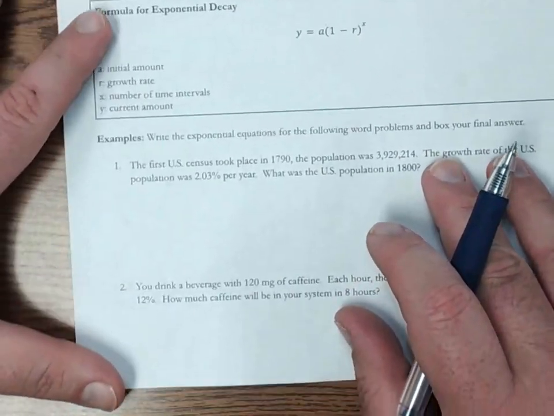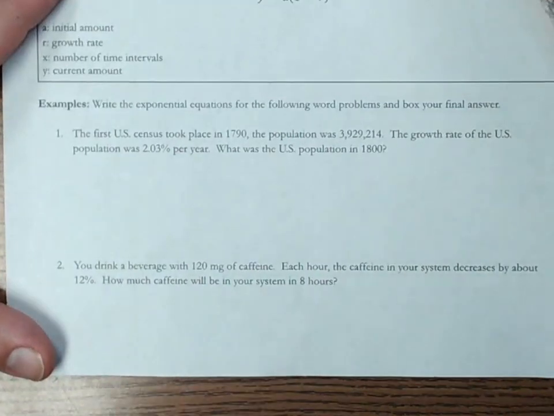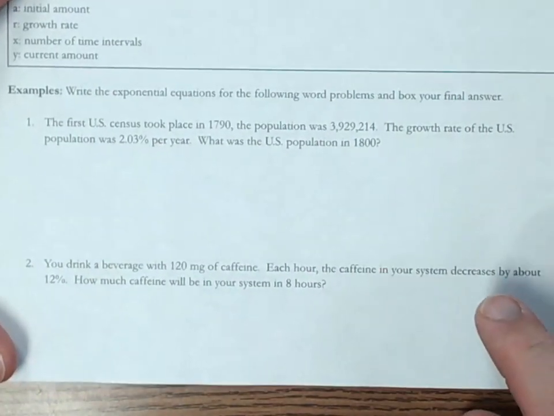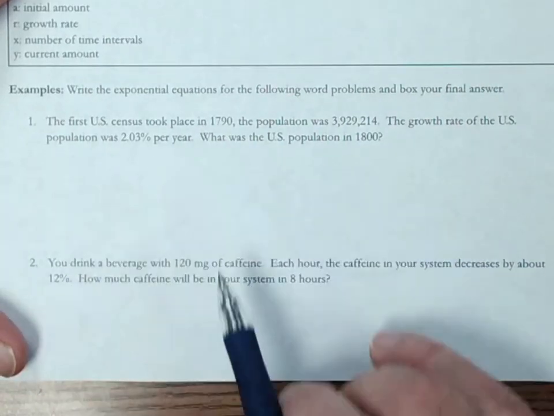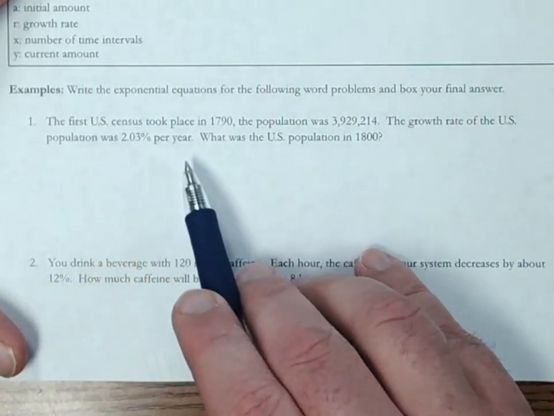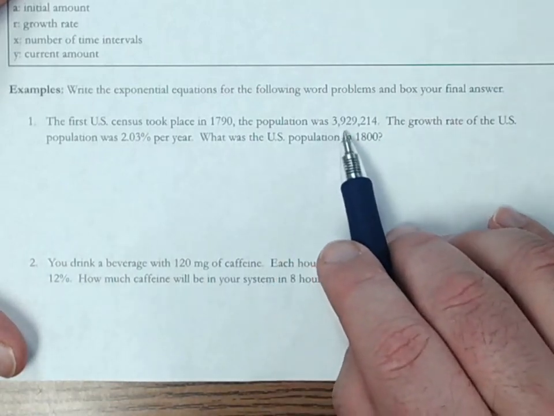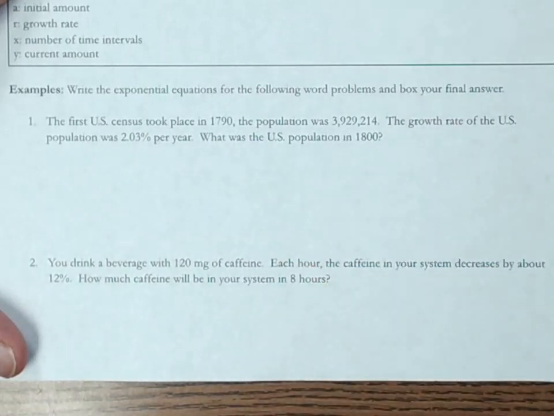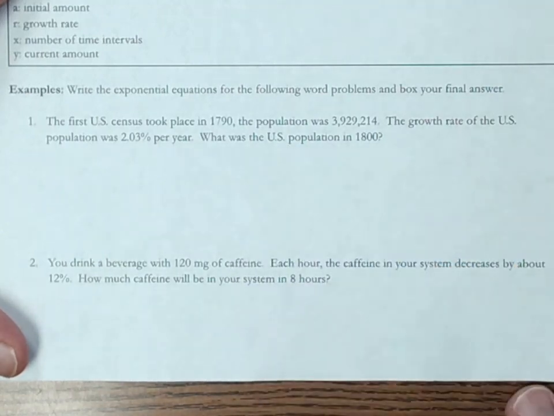So let's do a couple of these real quick. You're going to see that for each one, I'm going to identify whether it's growth or decay, and then I'm also going to write out what the variables are, write the equation, and then fill it in. So let's start with number one here. The first U.S. Census took place in 1790. The population was 3,929,214. The growth rate of the U.S. population was 2.03% per year. What was the U.S. population in 1800?